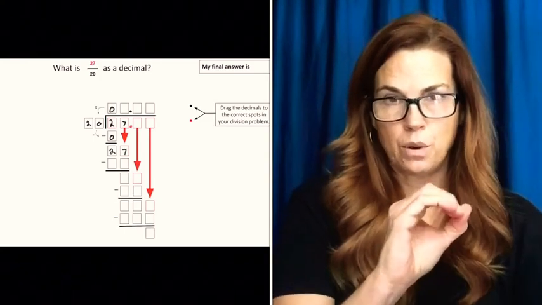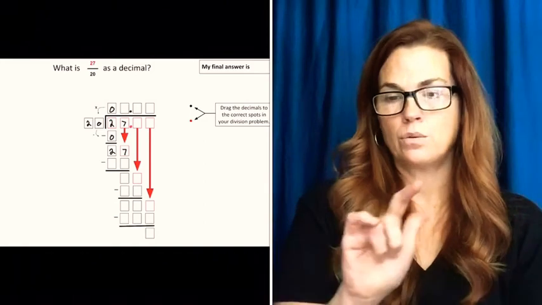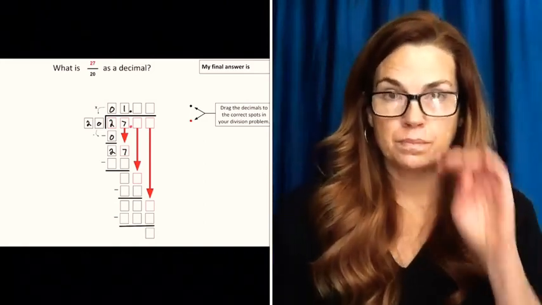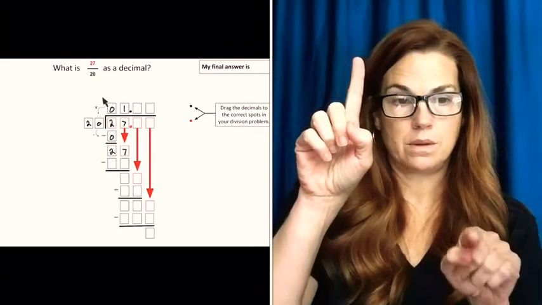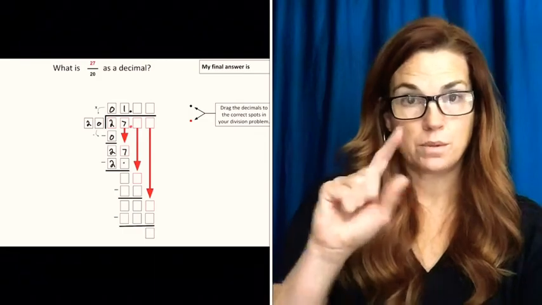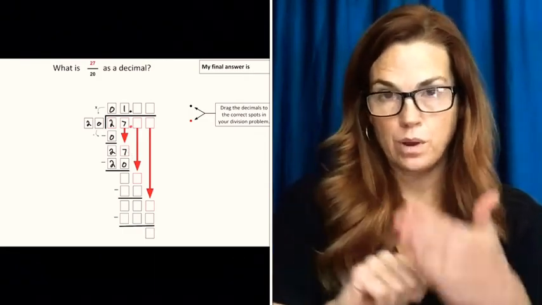So how many times does 20 go into 27? Well, it goes in once. So 1 times 20 gives me 20. And then we're going to subtract. 27 minus 20 gives me 7.